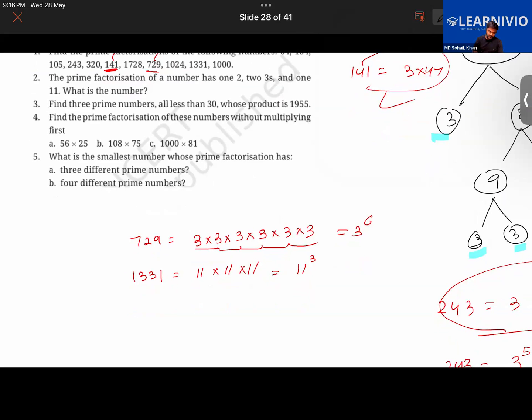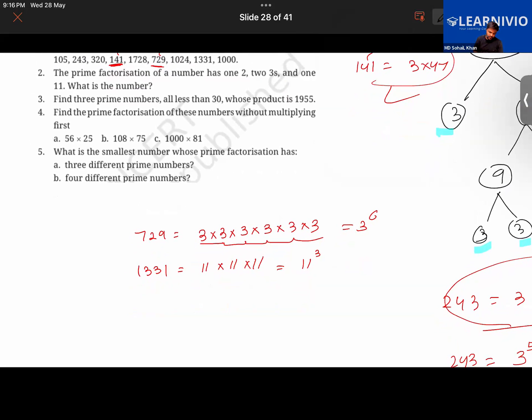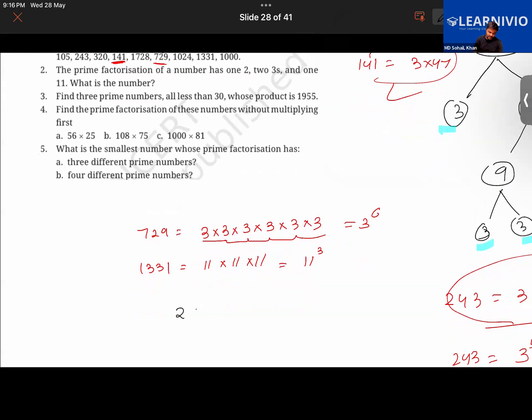What is the question mentioning? 1 two. How many threes are there? 2 threes. And how many elevens? Only 1. So I need to find the number here. How do I find it? Sir, is it 198? Yeah. Indeed, it is 198.